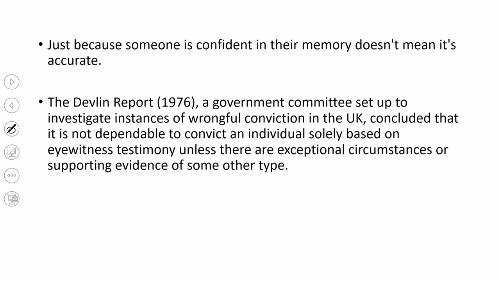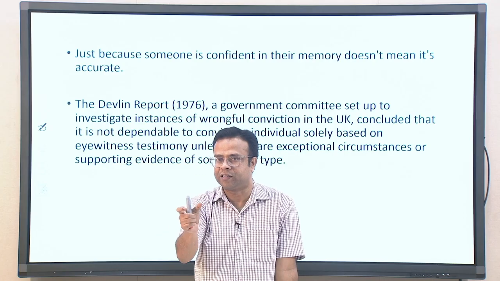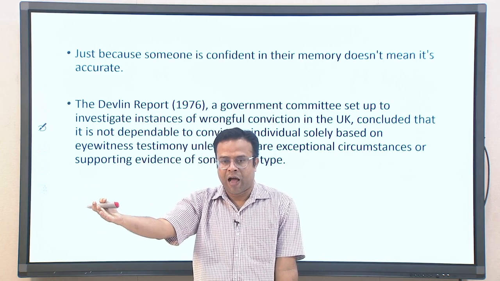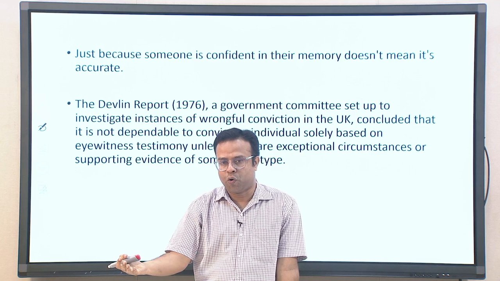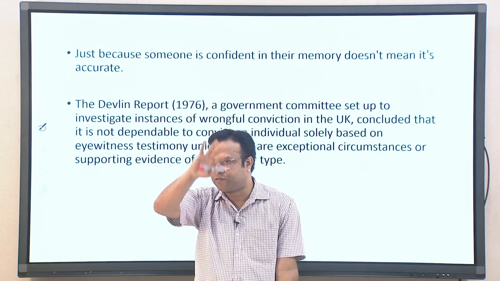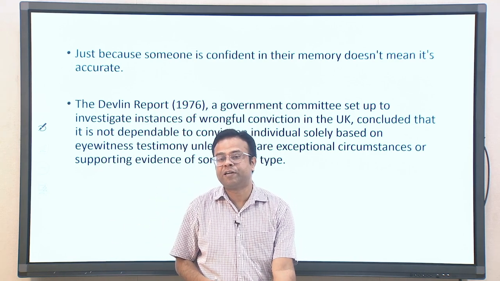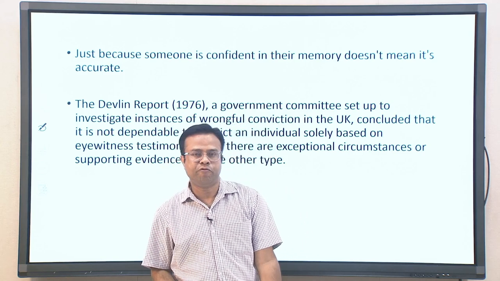In the Devlin report in 1976, a committee set up by the UK government to investigate instances of wrongful conviction in the UK, when convictions were done wrongfully, they concluded that it is not dependable to convict an individual solely based on eyewitness testimony. Just based on what someone has witnessed, convicting somebody may lead to wrongful conviction, unless there are exceptional circumstances or supporting evidence of some other type. So, if the evidence is exceptional, then it can be done, but otherwise most of the time it may not be correct to depend only on eyewitness testimony.